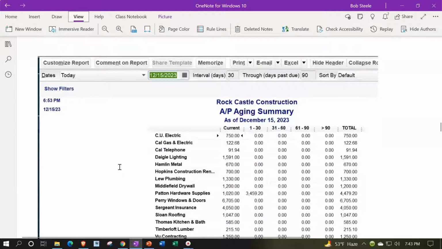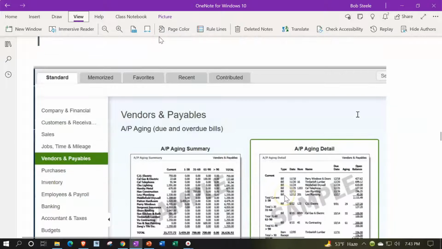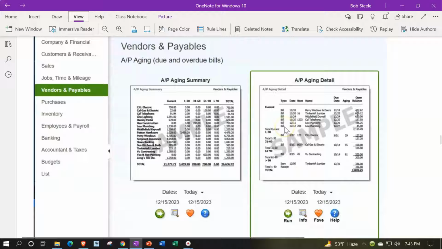This is breaking this out, looking similar to the AR aging summary report, giving us the current activity, the 1 to 30, the 31 to 60, the 61 to 90, allowing us to sort this information by how old they are. This is some added information in a common report if you're working in accounts payable or the accounts payable department or on accounts payable as a bookkeeper.